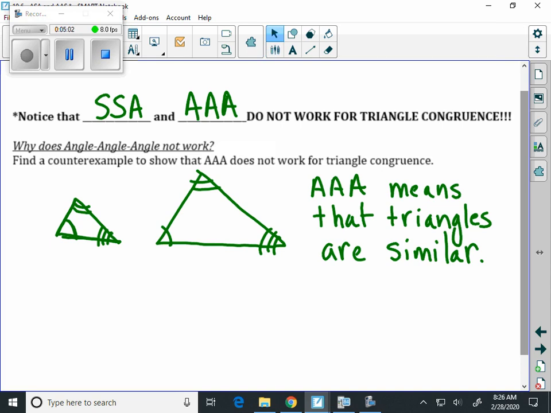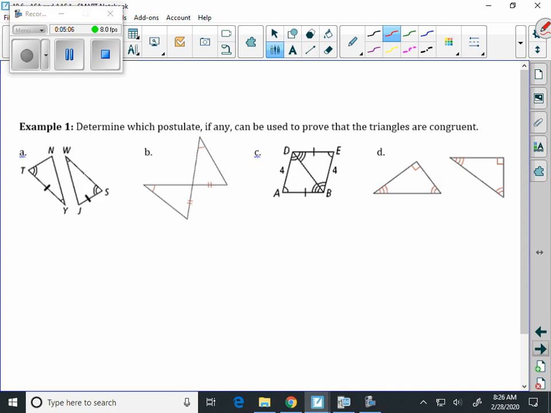Now that we know that, let's look at a couple of examples and see if we can identify. Don't forget that we still have side, side, side, and side, angle, side as options. We are focusing more so on the angle, side, angle, and the angle, angle, side today. But if we look back on letter A, determine which postulate, if any, can be used to prove that the triangles are congruent. So we've got triangle YTN and triangle WSJ.